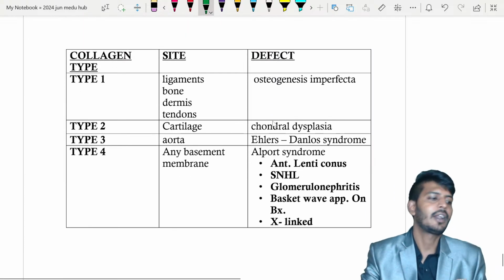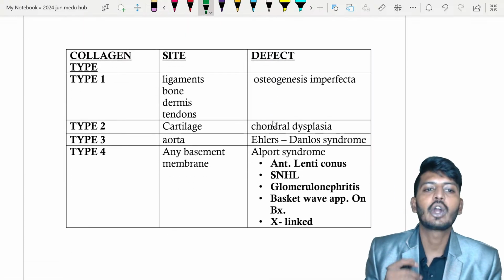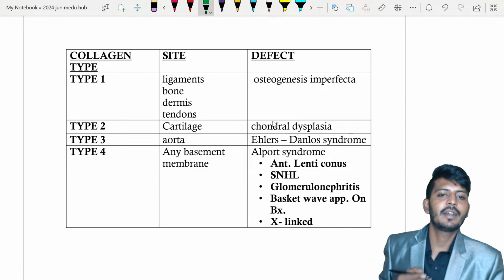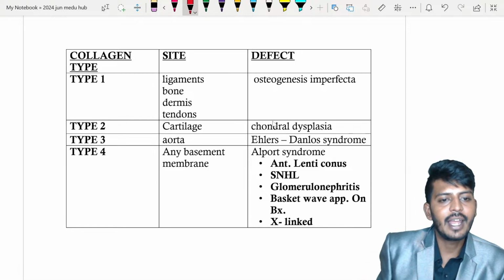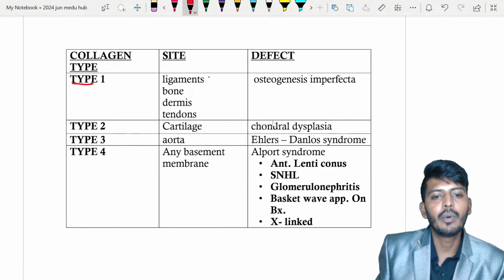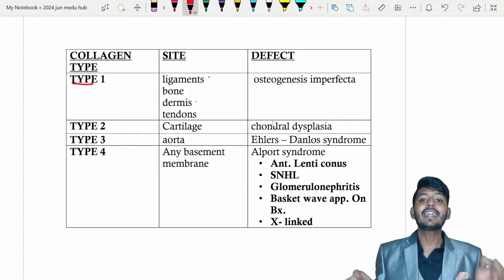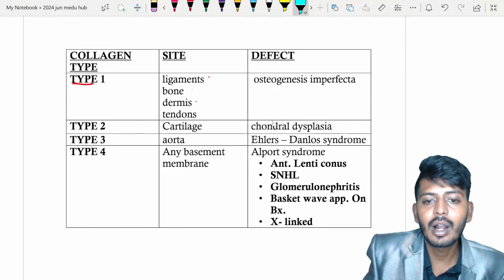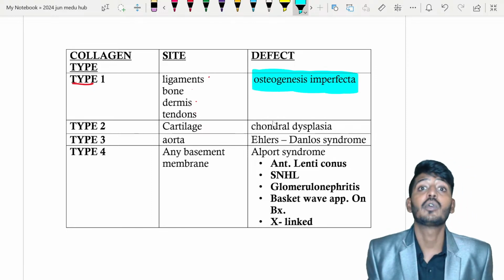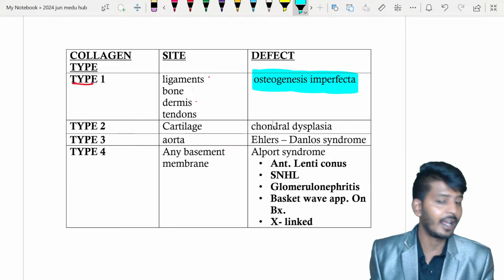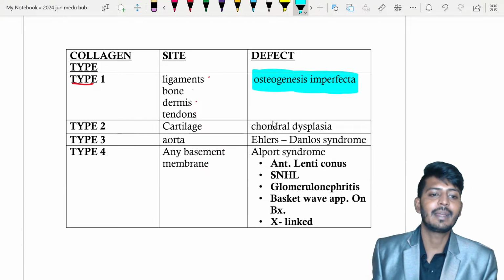And the last thing but not the least, we will understand the collagen defects. There are types of collagen. Type 1 collagen is located in the ligaments, bone, dermis and tendons. The defect of type 1 collagen will lead to a disease called osteogenesis imperfecta. So improper development of the bones can occur because of osteogenesis imperfecta.